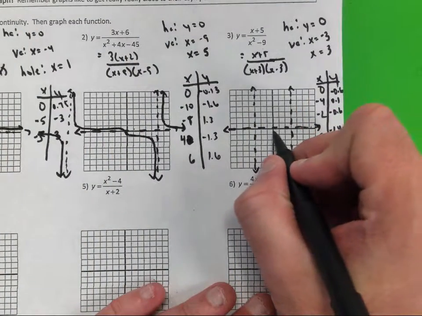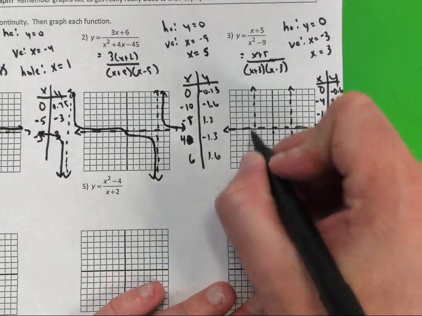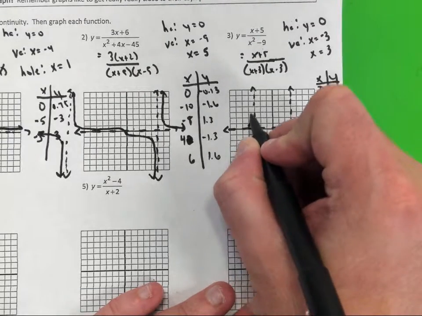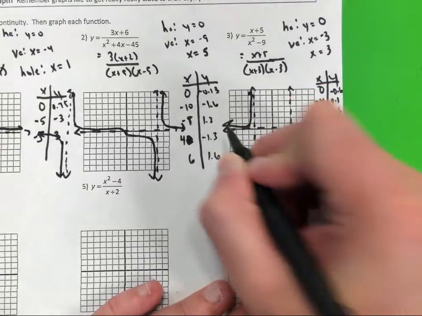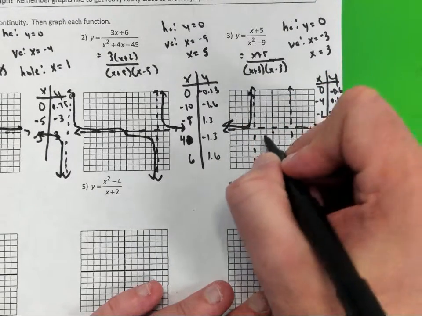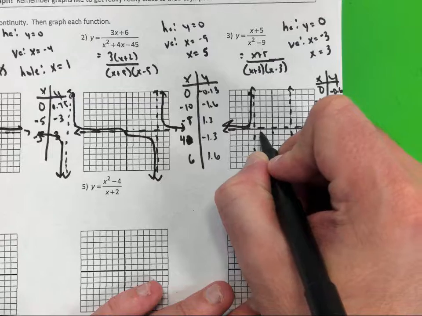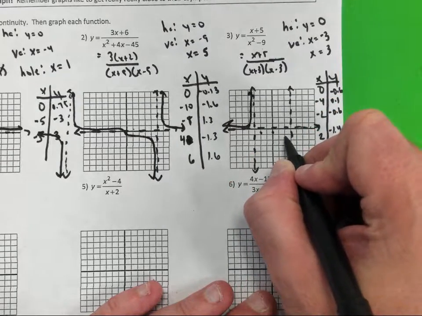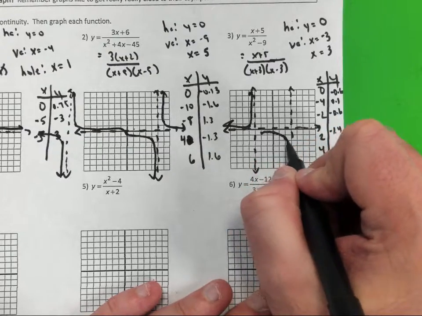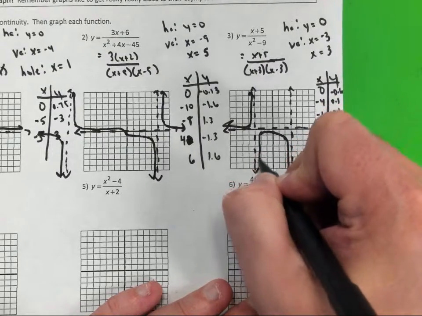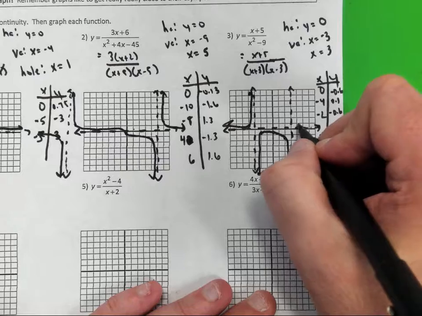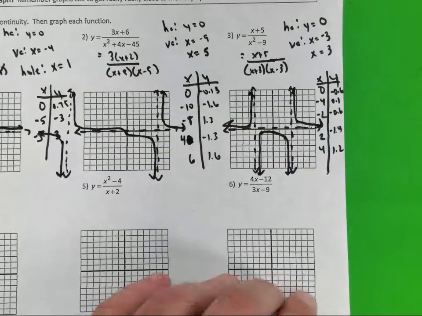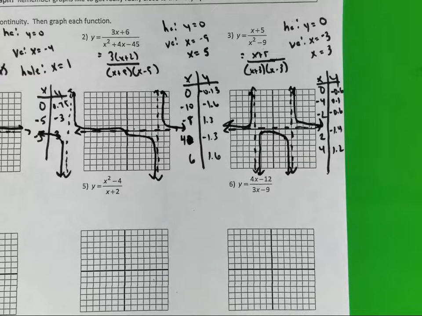So 0 is at -0.6. -4 is at 0.1. -2 is at -0.6. 2 is at -1.4. I'm going to connect those. And 4 is at 1.2. And that would be my graph.